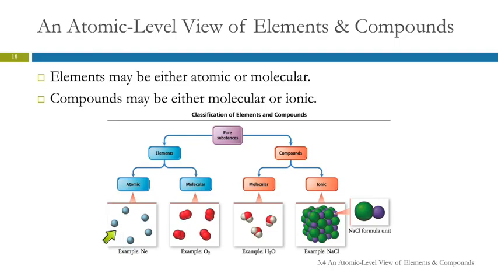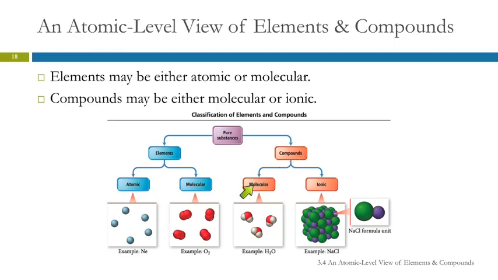In an atomic element, you have individual atoms. In a molecular element, like this one for oxygen, there are two oxygen atoms that are covalently bonded to each other, and they form a molecule, but it's not a compound because it's only oxygen atoms. But the individual pieces are molecules.